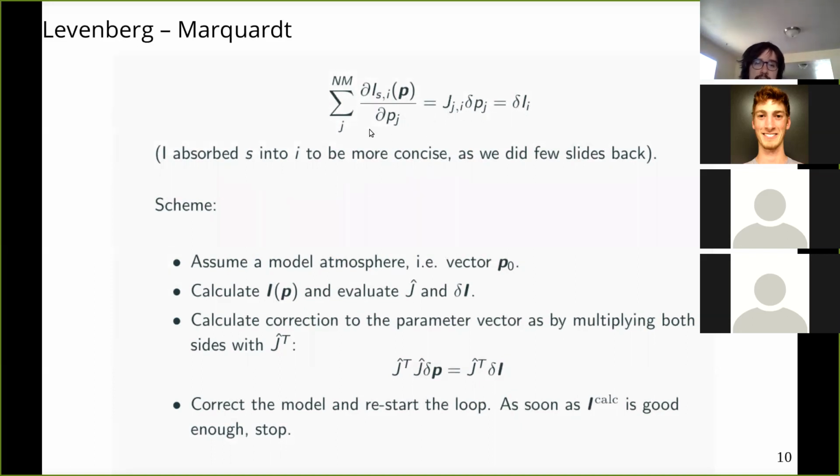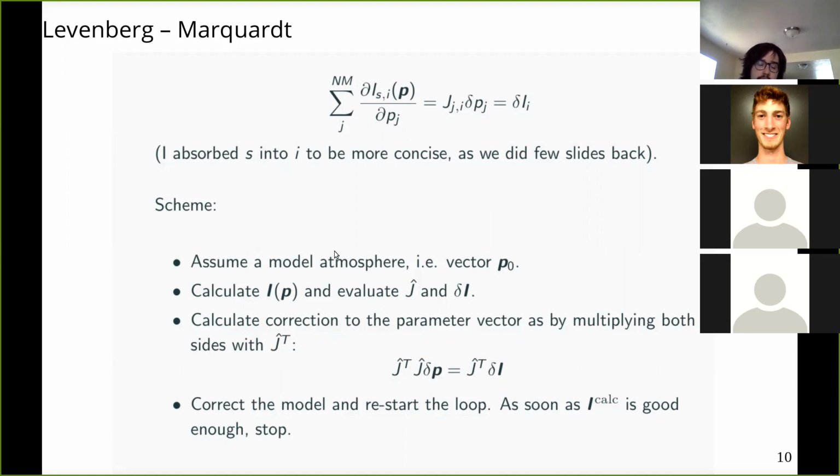So what I can write is the discrepancy between the observed and the synthetic spectra at wavelength point I, and I have absorbed S into I, so basically I is now counting overall Stokes parameters and overall wavelengths, is equal to the sum overall physical parameters of the model of the response function times this perturbation delta Pj. And then the minimization scheme works like this.